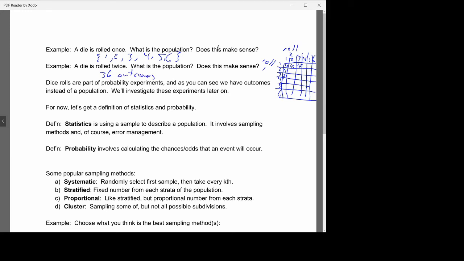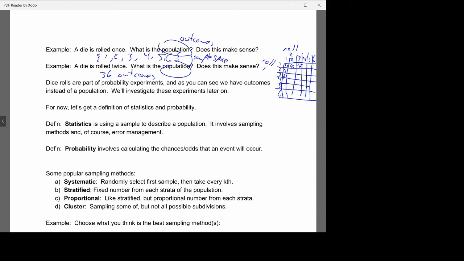And it's not really called the population. We call that the sample space. Like, what are the possible things you could get in a sample? Or you could call it the outcomes. So population and outcomes is a way to distinguish probability, or theoretical probability, from statistics.